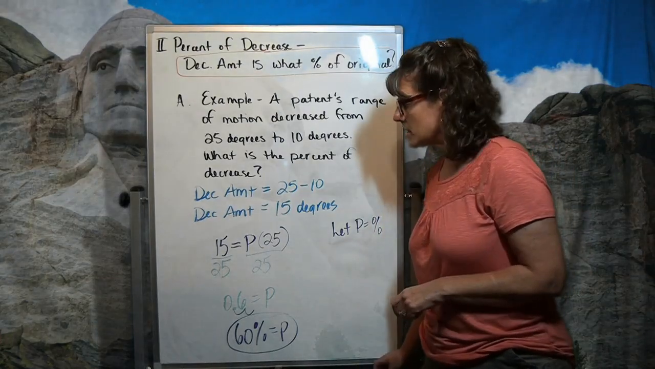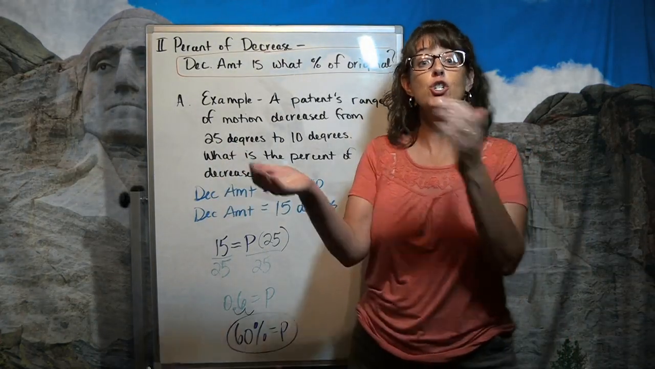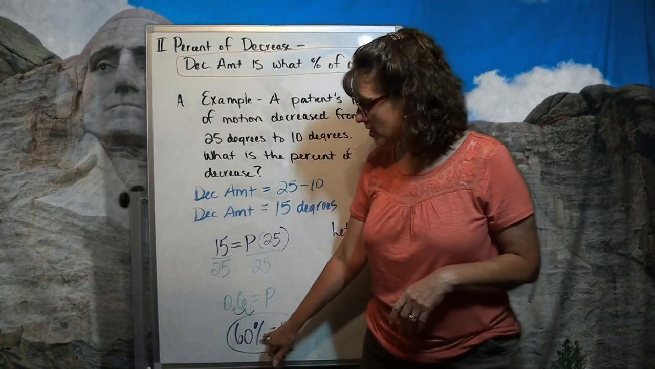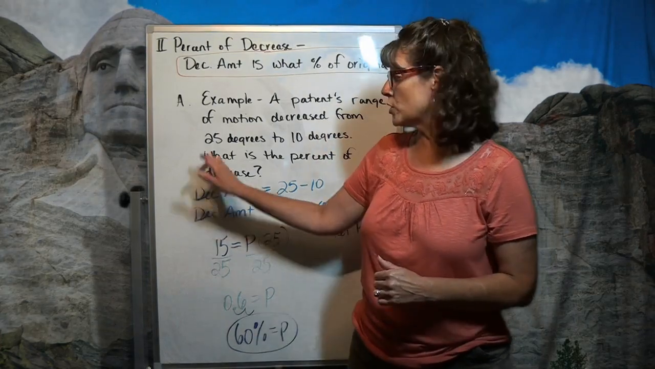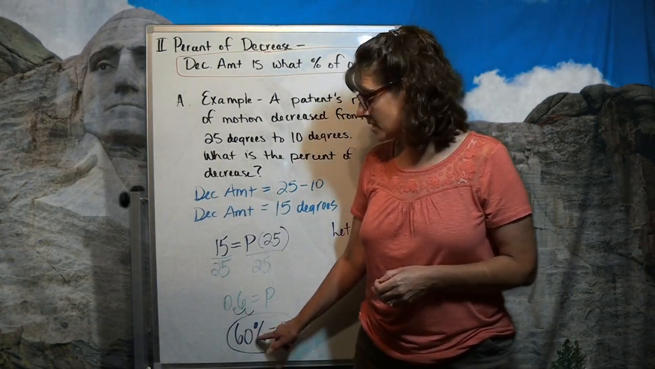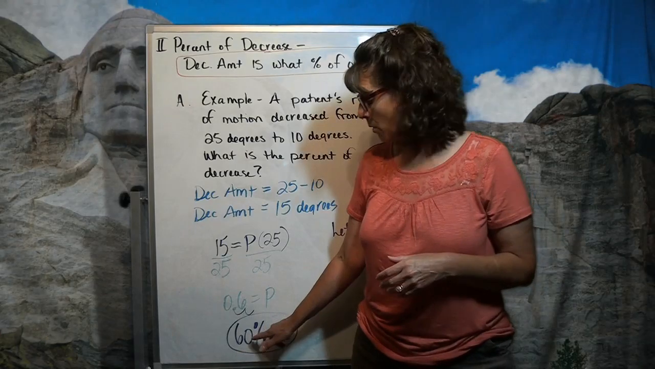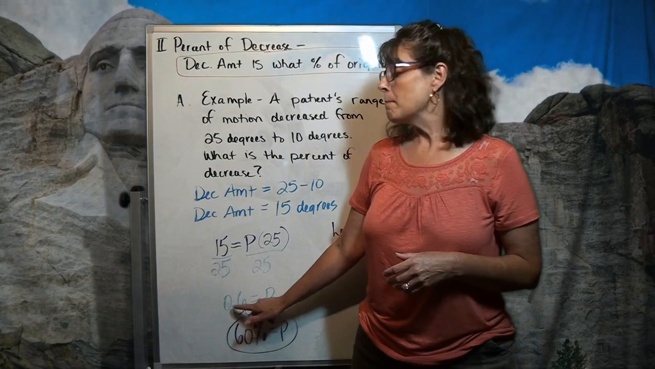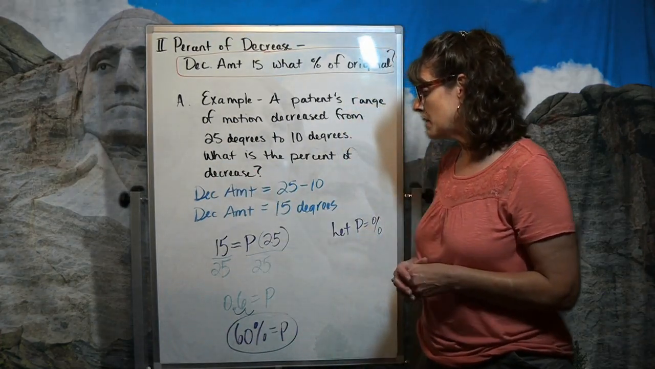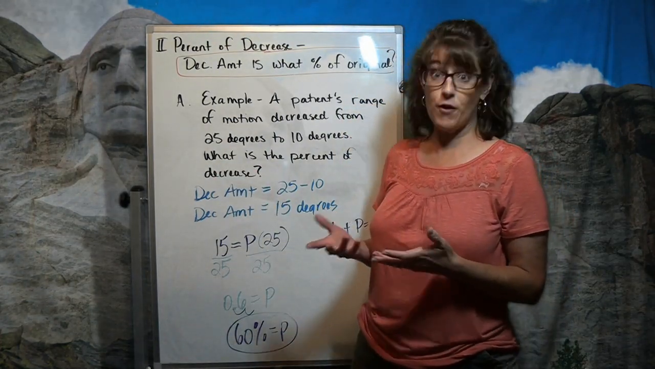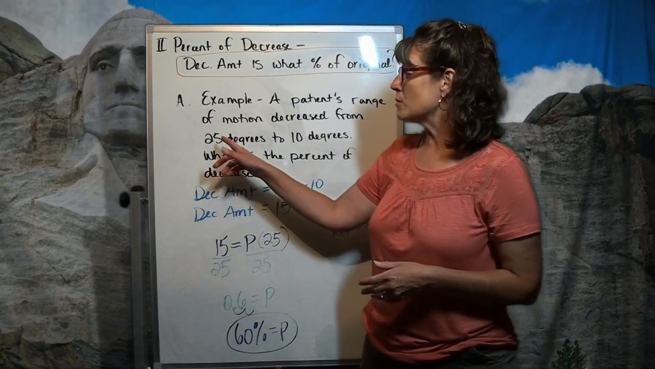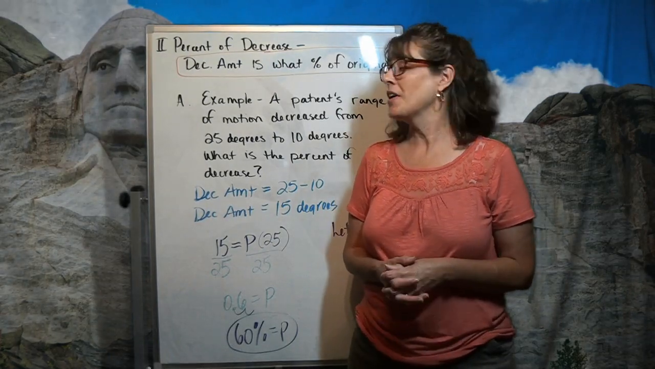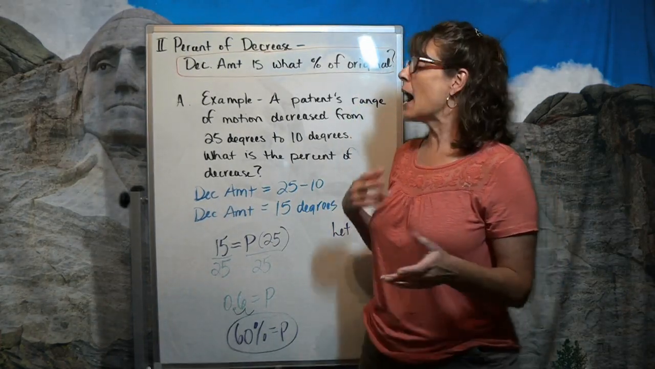That is the percentage that has been applied to the 25 degrees to decrease it from 25 degrees to 10 degrees. And you can check this. Take that 60%. Remember, it's 60% of the original being 25. So if we take 60% of, meaning multiplication, we multiply 60% by 25, convert that 60% to 0.6. 0.6 times 25 is going to be 15 degrees. And when we take that 15 and subtract it from 25, that will give us our 10 degrees that we finally settled into.